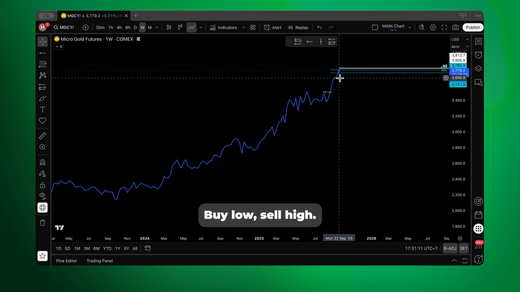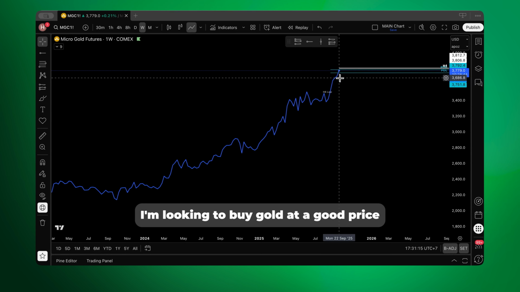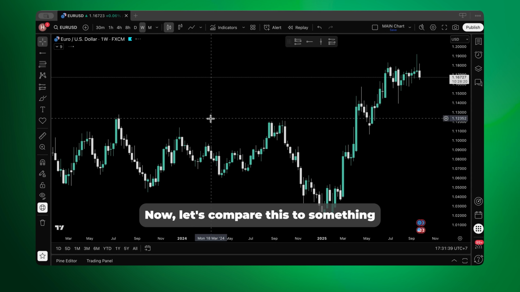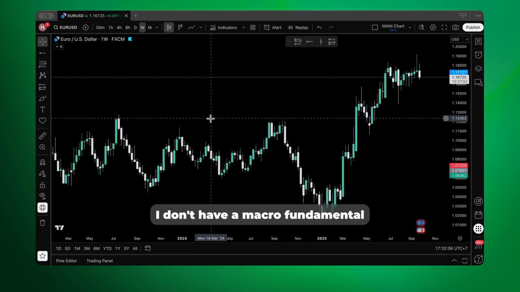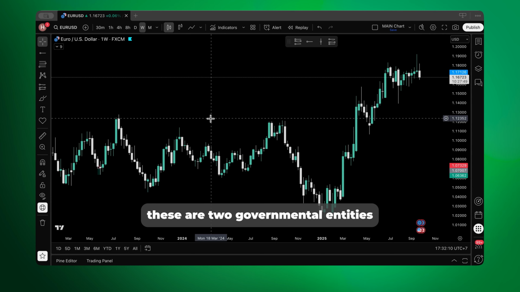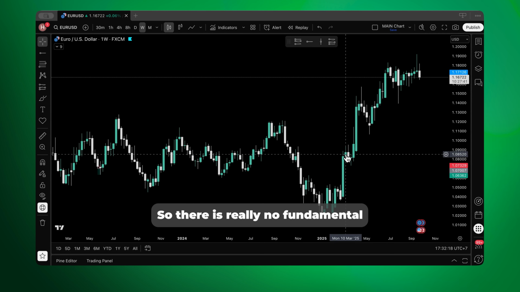Buy low, sell high. I'm looking to buy gold at a good price and sell it at a higher one, going with these two macro biases that I have. Now let's compare this to something like Euro USD. As we talked about, I don't have a macro fundamental bias on Euro USD because essentially these are two governmental entities that have similar problems. They are both printing money. So there is really no fundamental bias on a macro level for me.